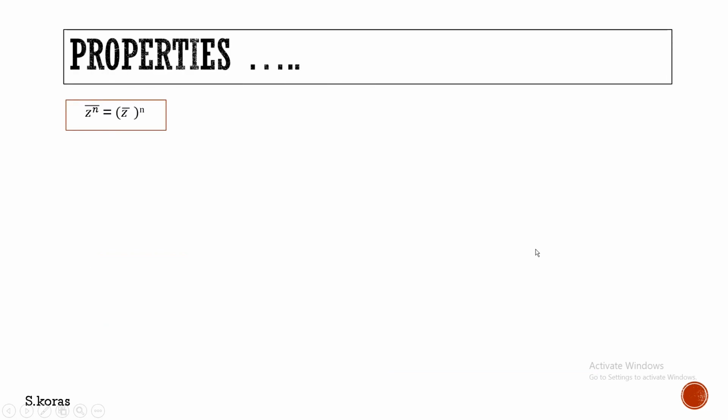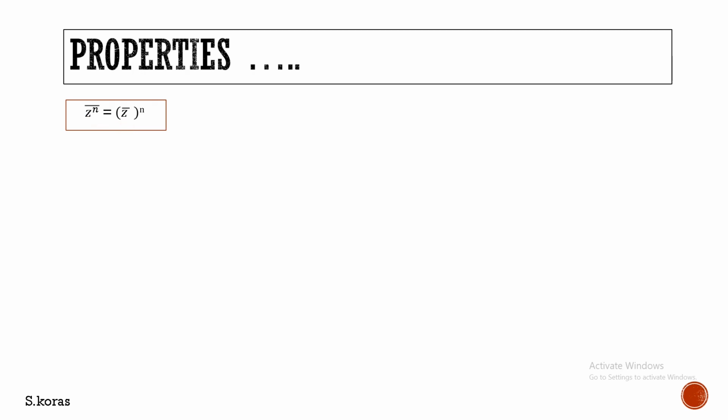(z power n) the whole bar is equal to (z bar) the whole power n. What do you mean by this property? That is, if you take power n to a complex number and after that you take the conjugate, you will get some answer. The same thing can be done, that is, to the given complex number, first you take the conjugate, then take the same power, you will get the same answer. That is the meaning. It is a very, very useful property.